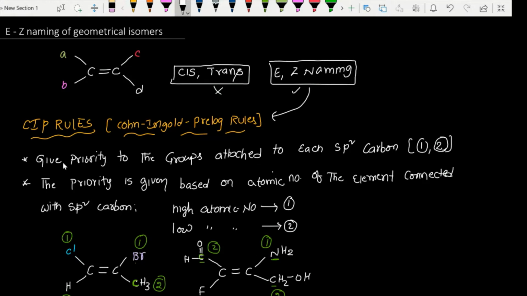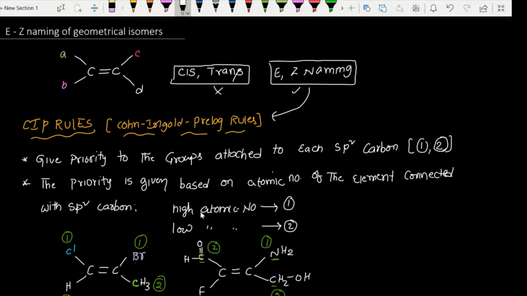First, give the priority to the groups attached to each sp2 carbon. So we have to give priorities to all these four different groups. For this carbon we have two groups, so give the priorities as 1 and 2. And for these two groups we have to give the priorities as 1 and 2.